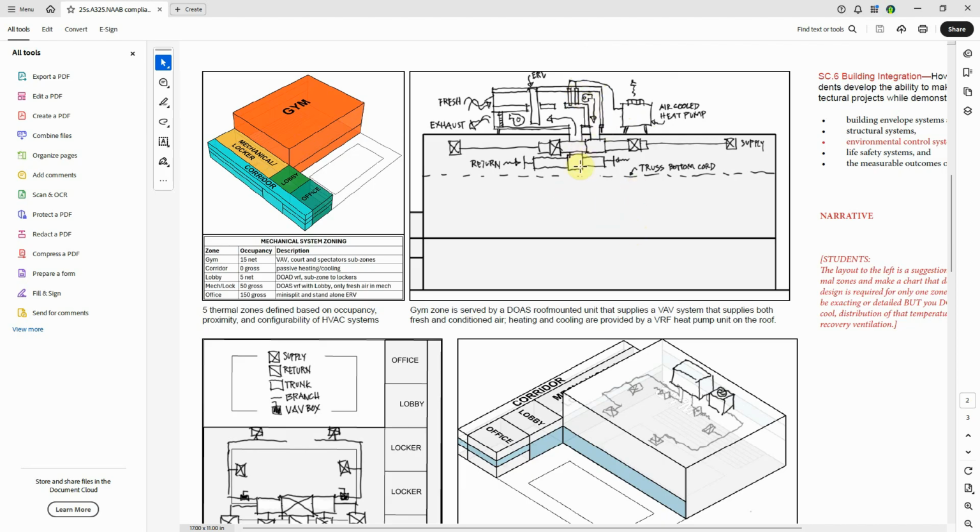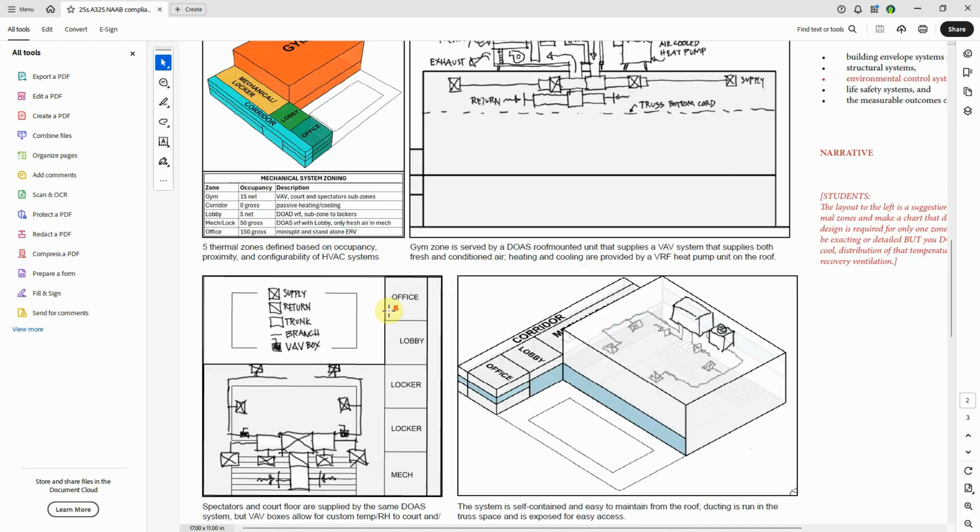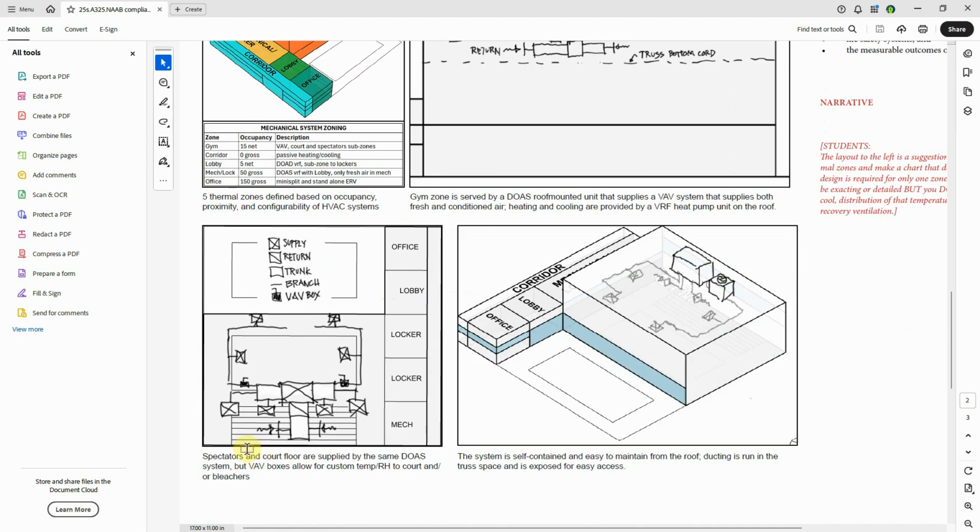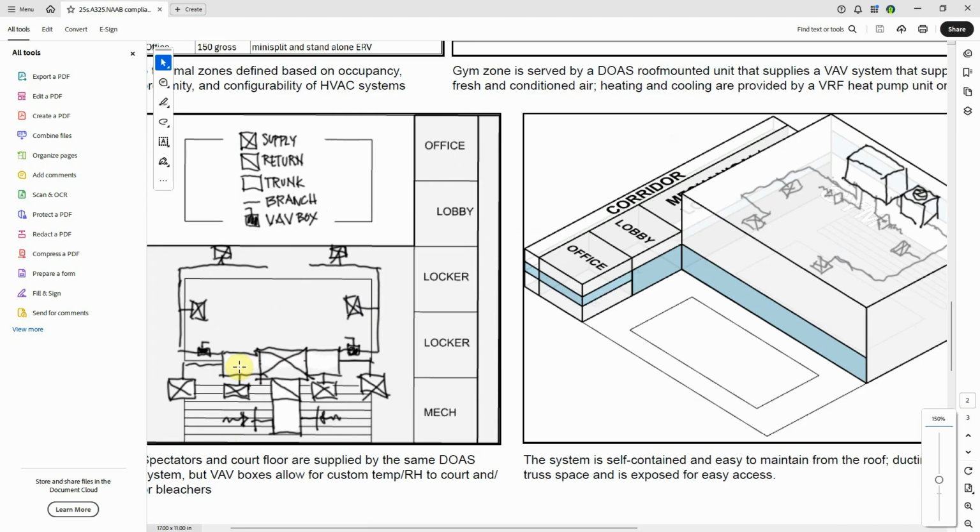And then I have return ducts and supply ducts. I can see those more clearly in my floor plan. So the supply is coming down to a trunk on each side, branching off. Then I have supplies going to the spectators and supplies going to the court.